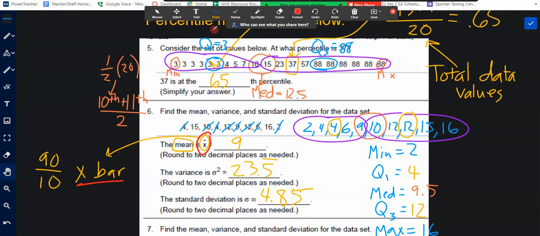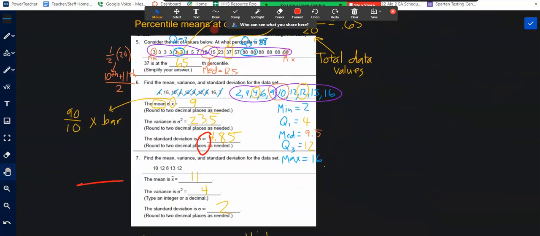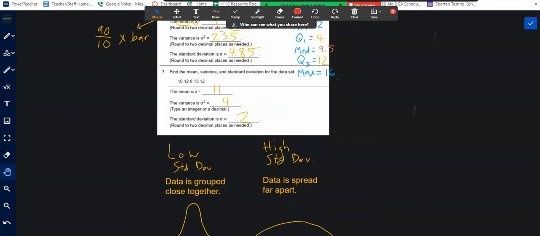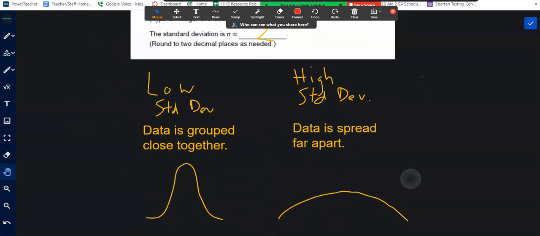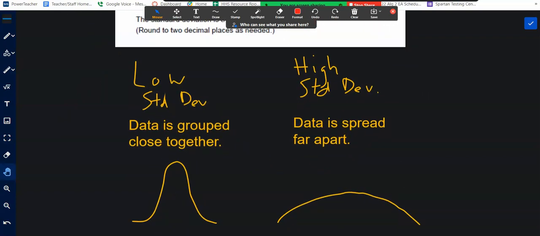We were just practicing. What we really need to talk about is something called standard deviation. Now, what is standard deviation? Standard deviation is a measurement of how spread out data is. When the data is grouped closely together, we have what's called a low standard deviation. That's because data is close to the mean. So the mean would be in the middle, and the data is close to it.